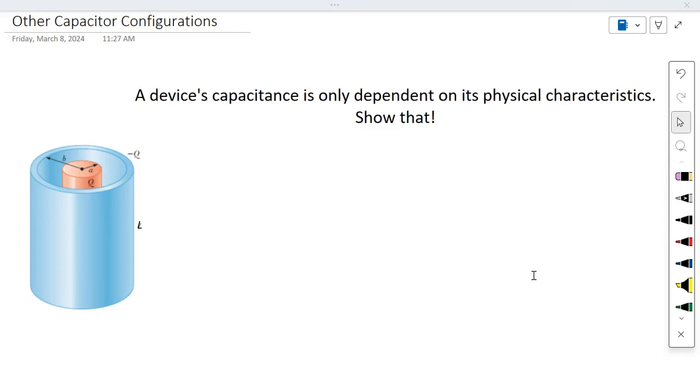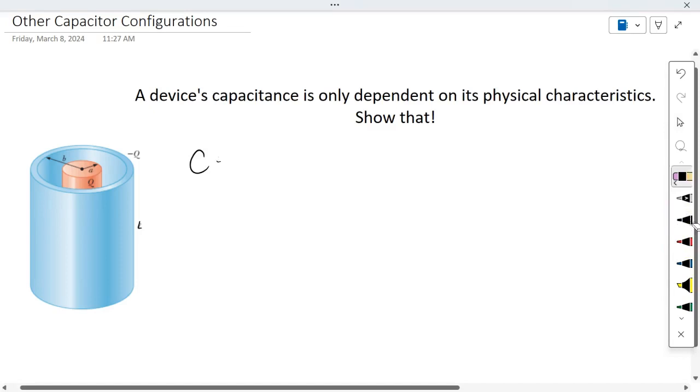it's decided upon by a manufacturer or by a client who hires a manufacturer to create capacitors of specific capacitances. And the manufacturers do that by changing physical characteristics of the devices. So let's talk about how to generate expressions for a device's capacitance.